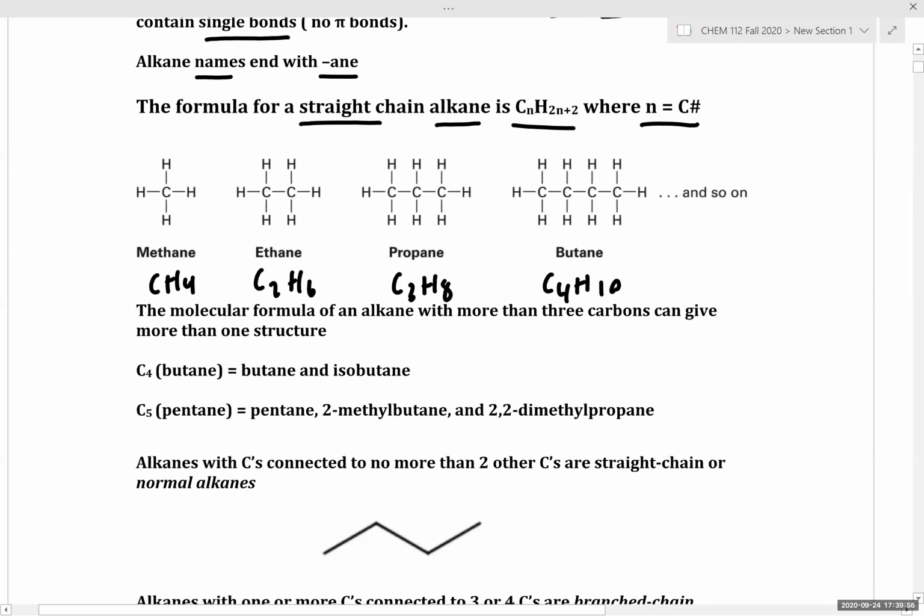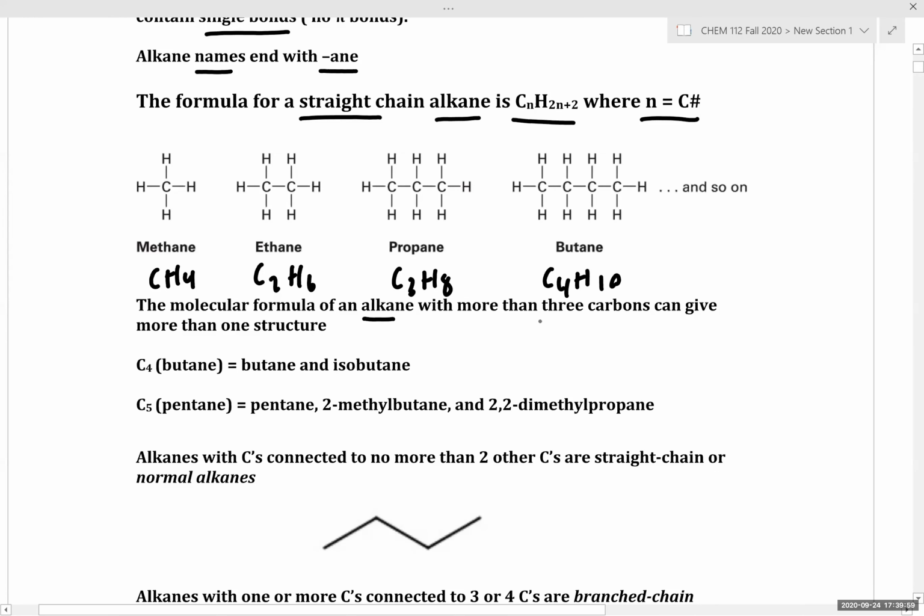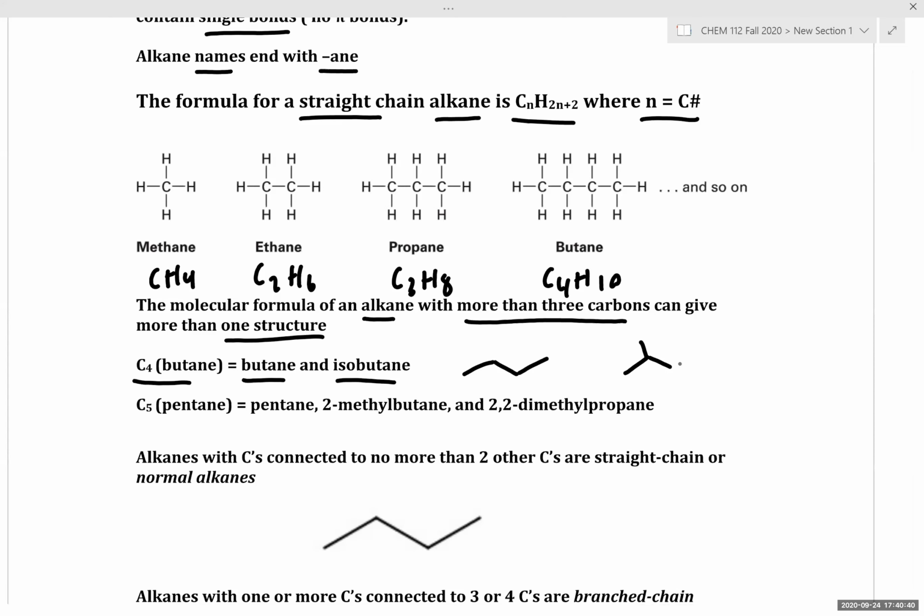Now, what's really interesting is that the molecular formula of an alkane with more than 3 carbons can give more than one structure. So for example, C4 for butane, you can have butane and isobutane. And depending on how we arrange our carbon skeleton, we can get a range of different constitutional isomers. So from the same 4-carbon chain, we can draw quite a range of different structures.